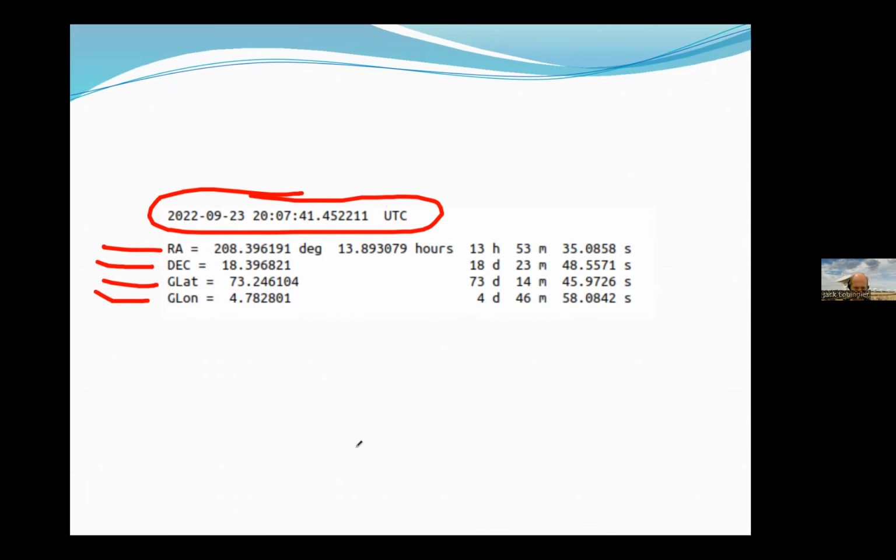So this is just a quick rundown on how to do that with a computer system for an altitude and azimuth mount.